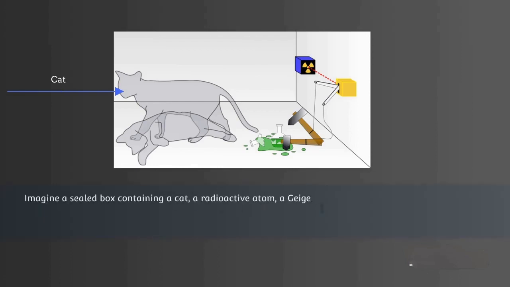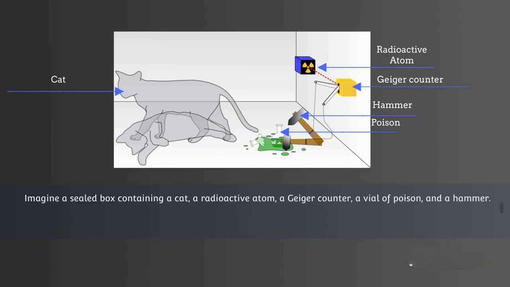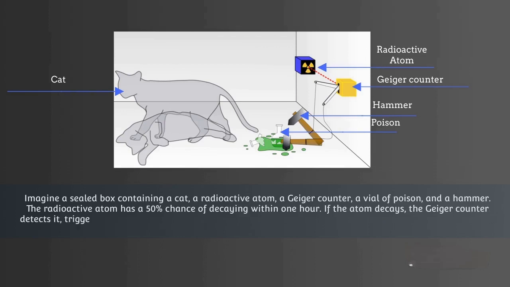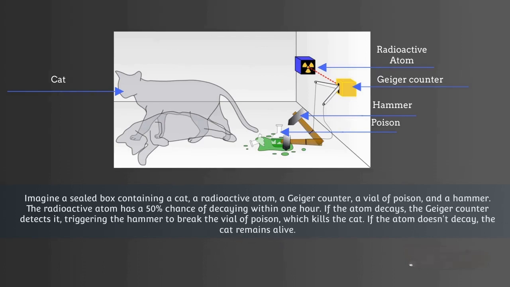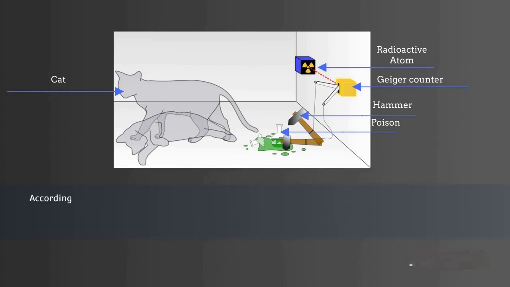Imagine a sealed box containing a cat, a radioactive atom, a Geiger counter, a vial of poison, and a hammer. The radioactive atom has a 50% chance of decaying within 1 hour. If the atom decays, the Geiger counter detects it, triggering the hammer to break the vial of poison, which kills the cat. If the atom doesn't decay, the cat remains alive.